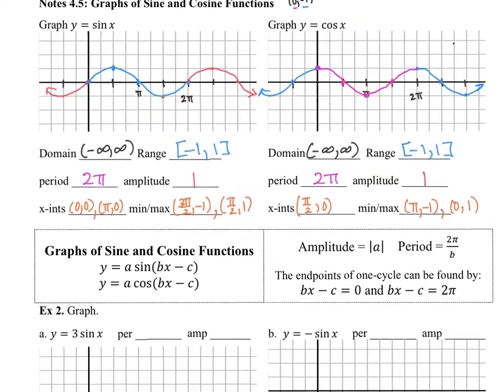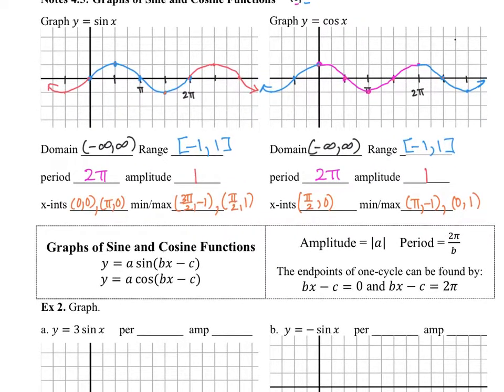Okay, so in the box you see the general equations for sine and cosine functions. y equals a times sine of (bx minus c), y equals a cosine of (bx minus c). This number in front is going to indicate the amplitude, when you take the absolute value, because amplitude is always positive. The period of the graph is not always 2 pi. If there's a number in front of the x, then your period will be 2 pi divided by b.